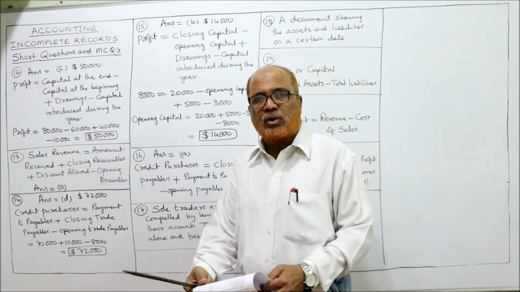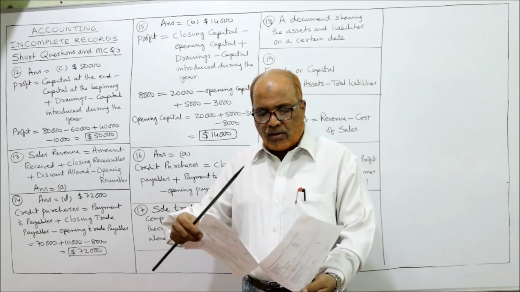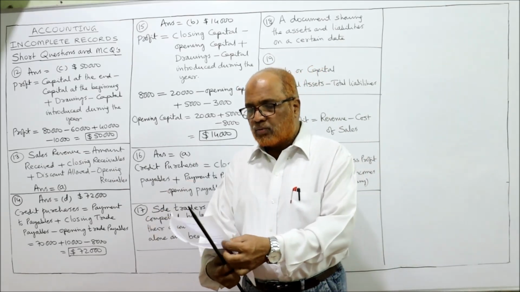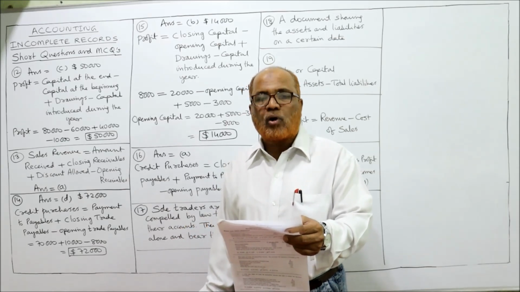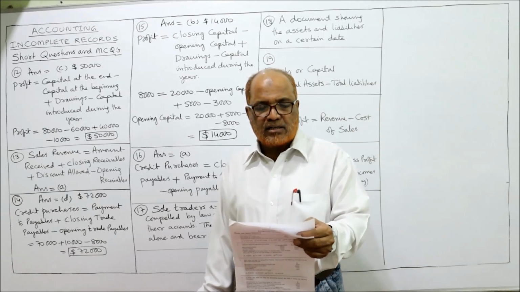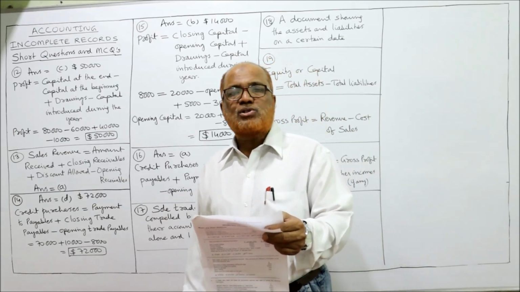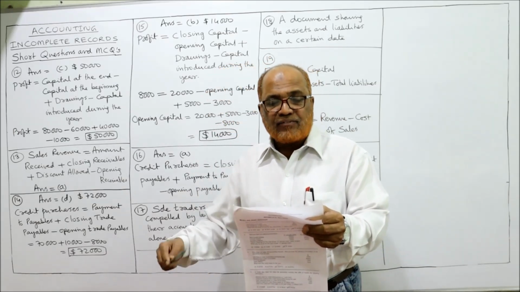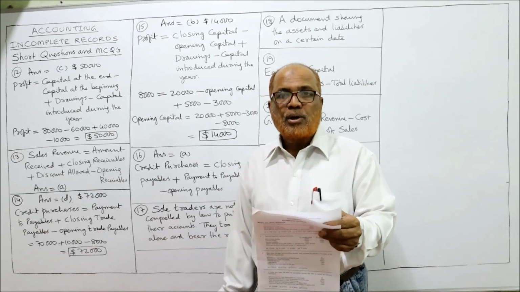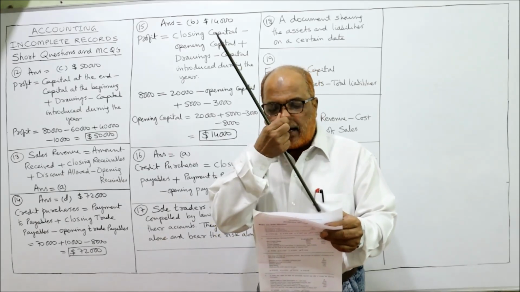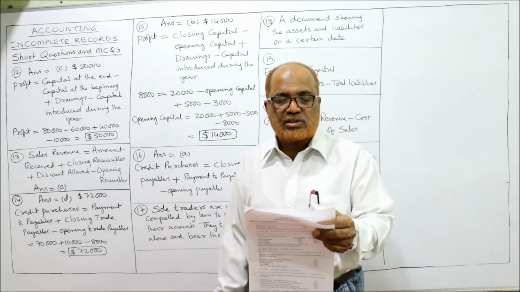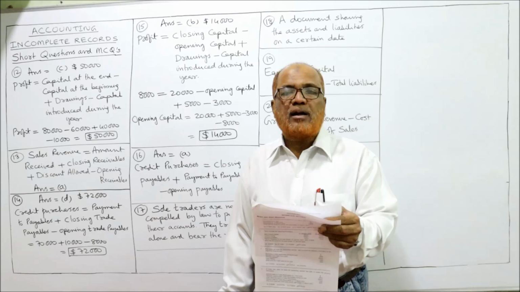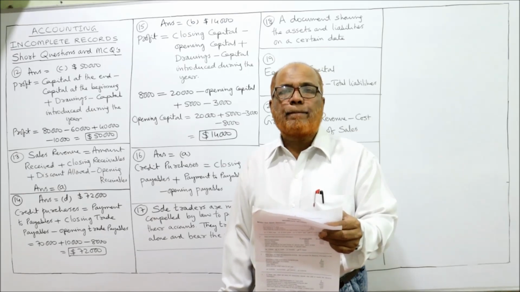This is the 14th problem. Now I'm coming to the 15th one. A sole trader's accounts showed the following details at the year end. Closing capital was $20,000, after drawings 5,000. Profit for the year was 8,000 and capital introduced during the year was 3,000. What was the trader's opening capital?